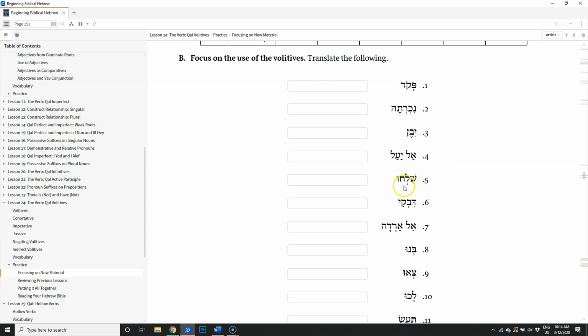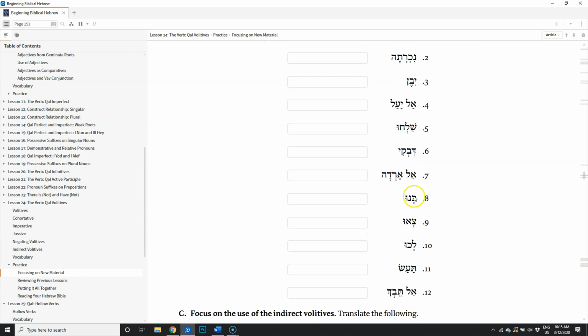Here we've got shilhu. This is from shalach. And basically it's going to be an imperative because it doesn't have a prefix, and the shureq is going to indicate that it is 2MP. Here we've got divki, so this is from davach. Again, no prefix, so this is imperative. Hiriq yod indicates 2FS. Al erda, okay.